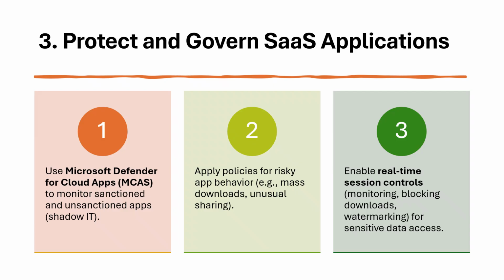Next, apply policies for risky behaviors such as detecting mass downloads, unusual file sharing, or suspicious login patterns to reduce exposure. And finally, enable real-time session controls that allow organizations to monitor user activity, block risky downloads, or apply watermarks to sensitive data. These measures ensure SaaS usage is secure, compliant, and aligned with organizational data protection policies.